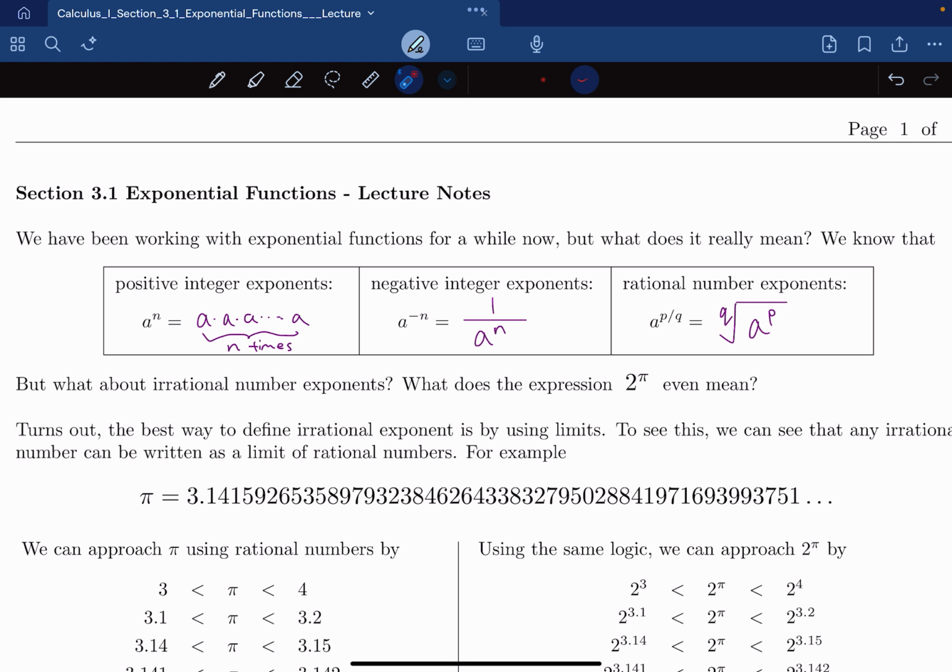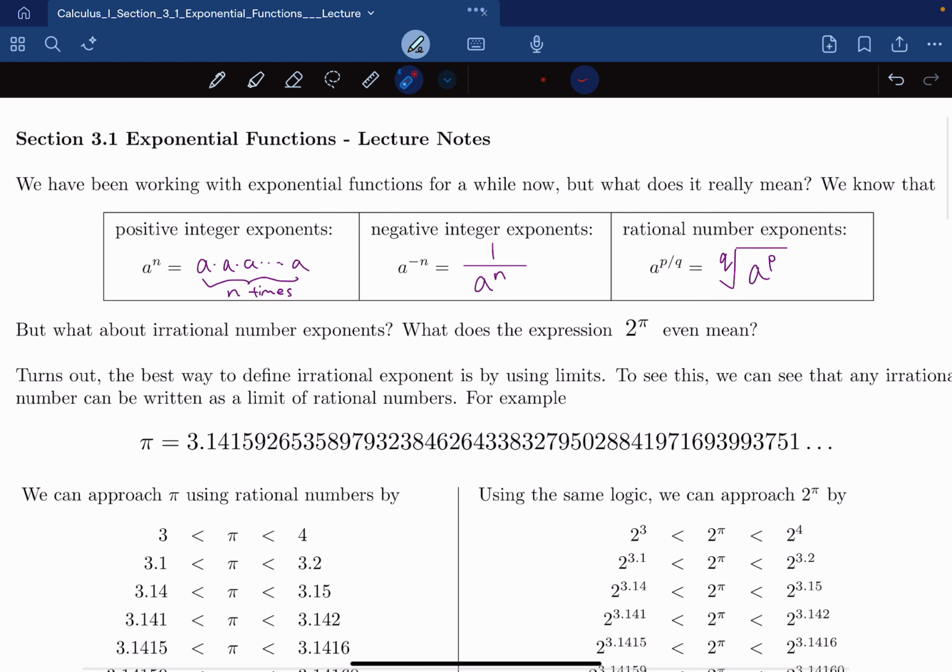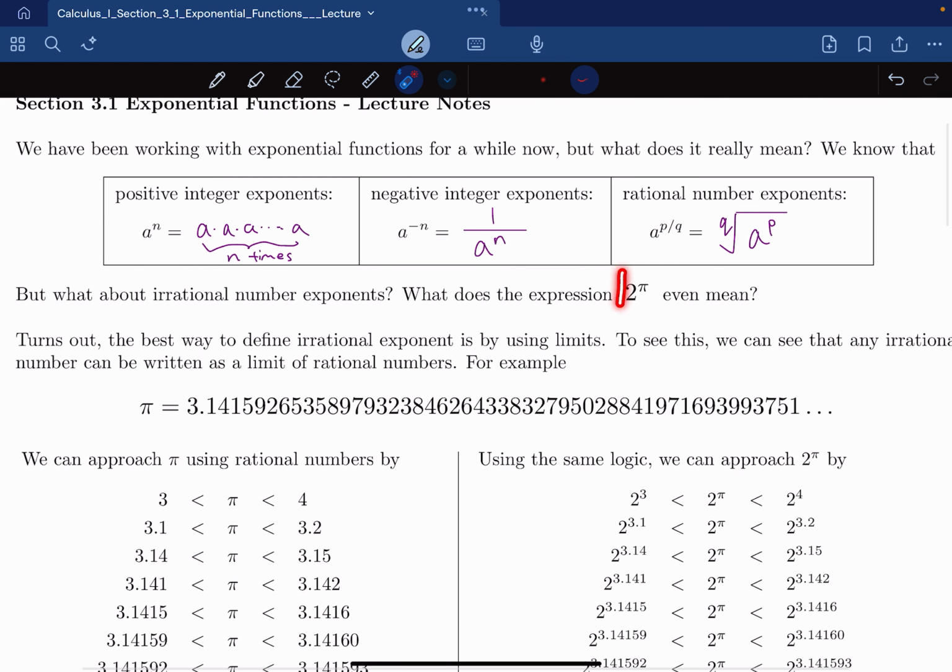So to create a function, we have to be able to handle numbers that are irrational, or at least this is the only way for us to talk about a continuous function. So what we need to do here is define how we can approach an irrational exponent. So for example, what about the expression of 2 to the power pi? What does that even mean? Well, the way we're going to tackle this is by the idea of limits.